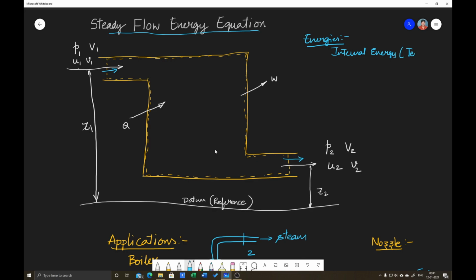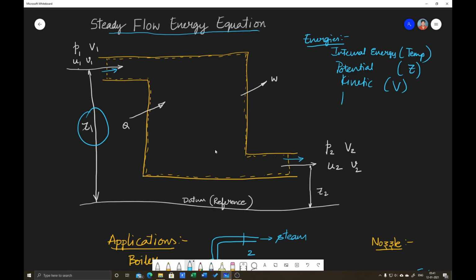This is based on temperature. Okay, and then potential energy. This is due to the height of the system. And again kinetic energy, this is due to the velocity of the fluid.